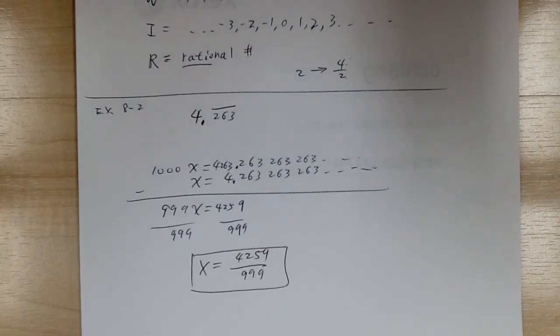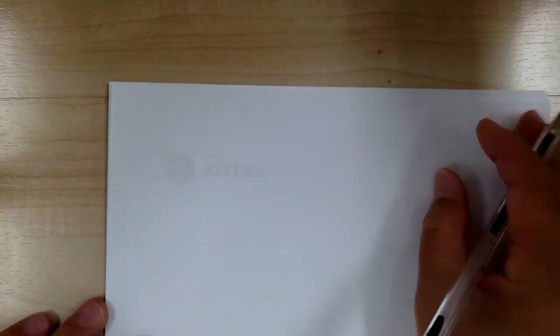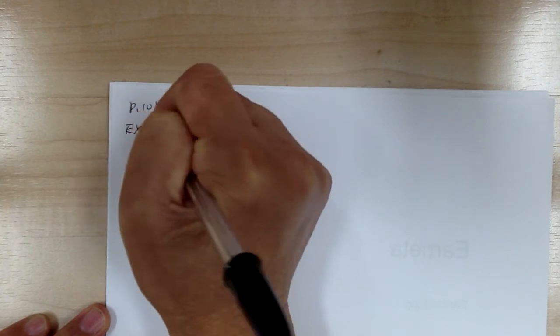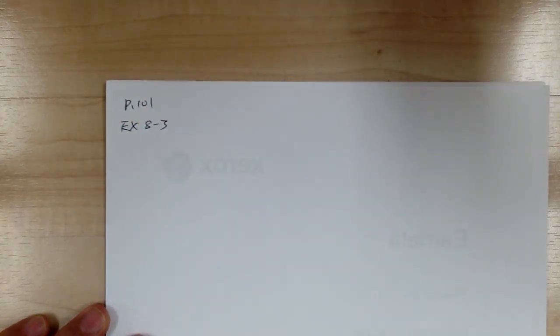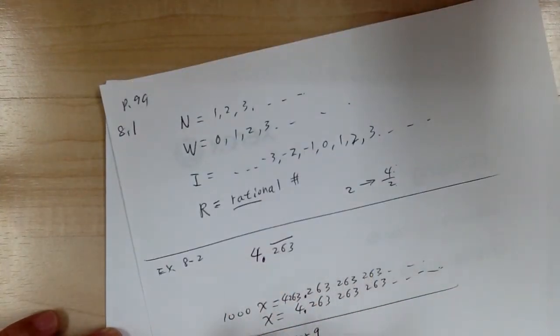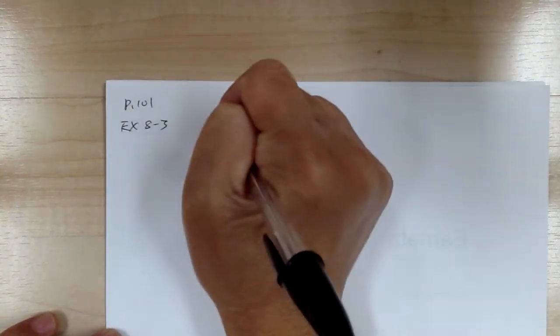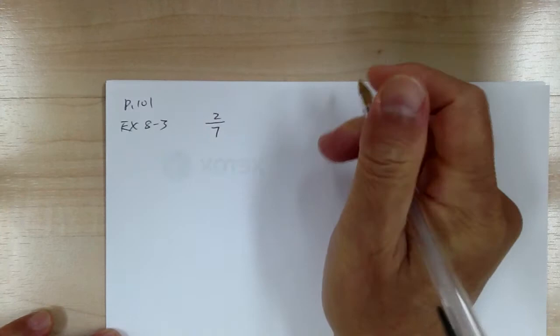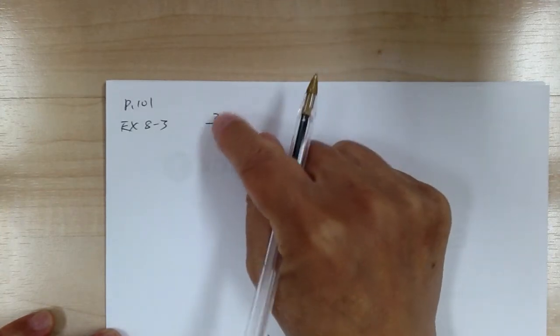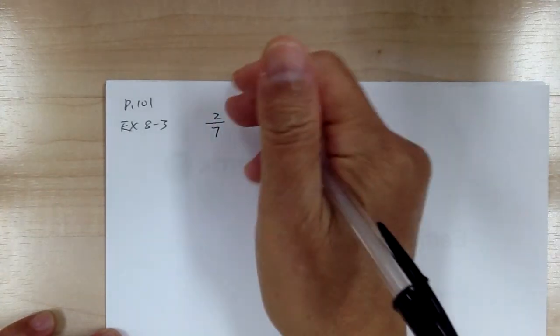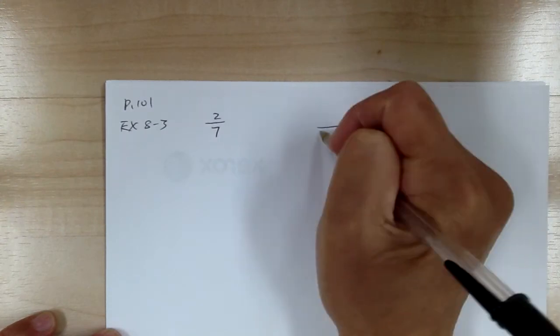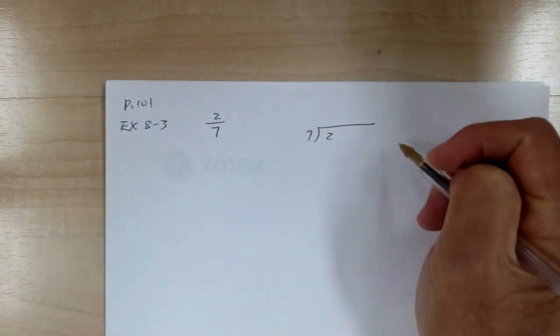Now let's go to example 8-3. We learned how to convert from decimals into fractions. Now let's do the other way, how to convert a fraction into a decimal. So what is 2 over 7 equal to? To convert, all you have to do is the division. So you have 2 divided by 7.